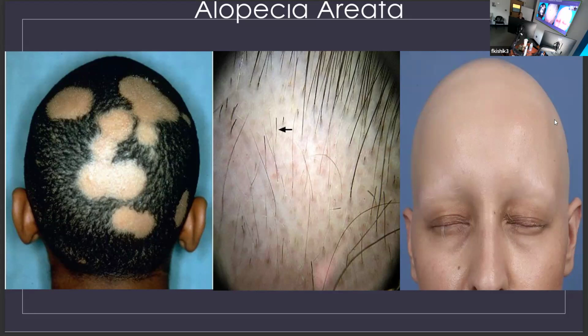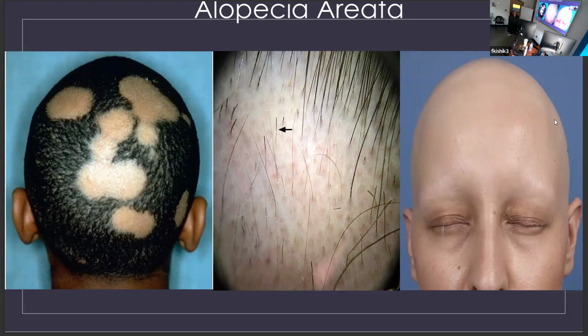Okay. All right. Now, again, in these patches, it can either be smooth or you can see exclamation point hairs. That's what this is pointing to here. All right, that's an exclamation point hair. I'm saying it again because you guys got to remember exclamation point hair for alopecia areata, because guess who's going to ask you about it? You. And yes. All right, so it's a good detail to know to help you guys remember this condition.